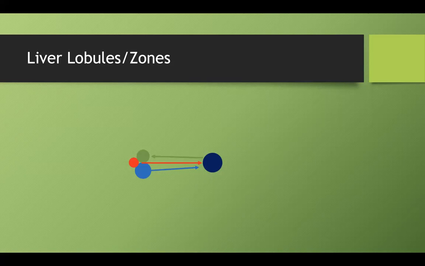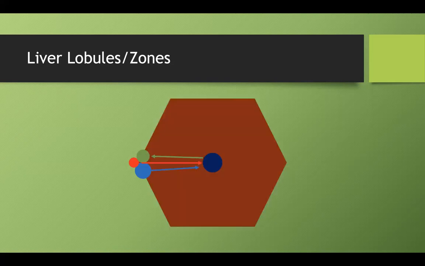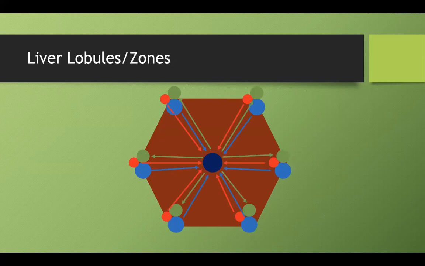Now, this isn't the only portal triad and central vein in our liver. In fact, it's not even the only relationship in one hepatic lobule. What we'll find is that each lobule has one central vein, but it's surrounded by many portal triads. And these all are draining bile out into the portal triad and blood into that central vein.